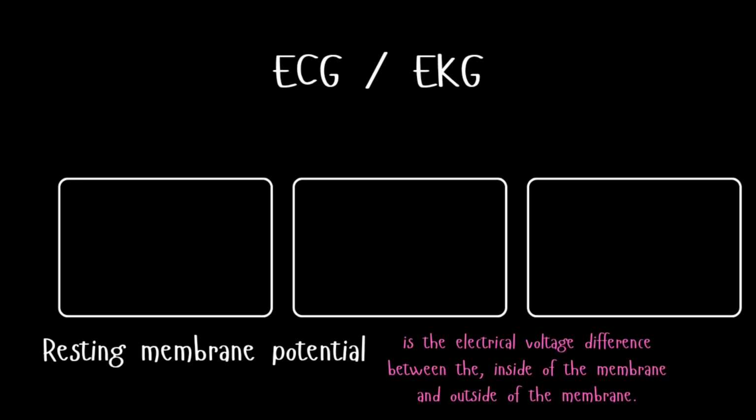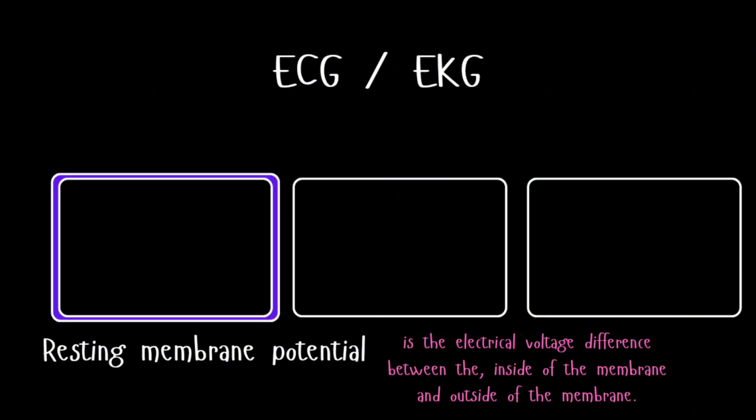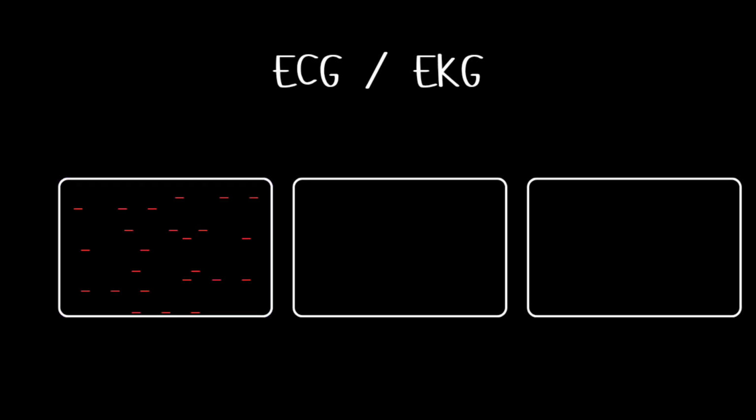Resting membrane potential is the electrical voltage difference between the inside of the membrane and outside of the membrane. Normally, resting cells of the ventricular myocardium are electrically negative inside. For example, the resting membrane potential is minus 90 millivolts in a resting cell. When I say this myocardial cell has minus 90 millivolts resting membrane potential, I mean that in the resting condition, this myocardial cell has its membrane internally polarized negatively.